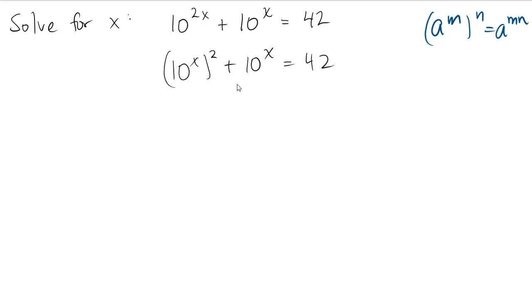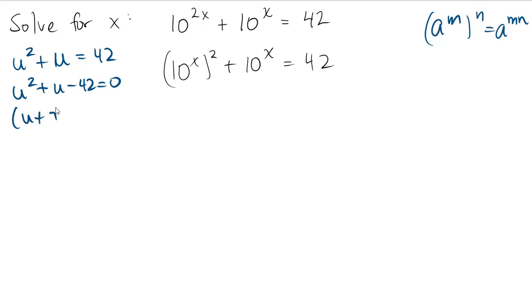How is that helpful? Well, this is now quadratic in terms of 10 to the x. Replace each of those 10 to the x's with a u. What would you do in this problem? Well, I think what you do is subtract 42, and then factor u plus 7, u minus 6, and go from there. That's exactly what I'm going to do here.